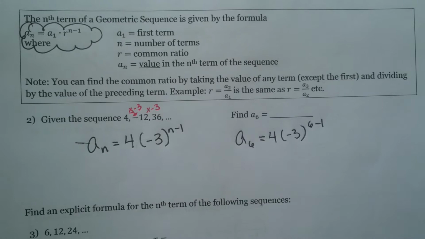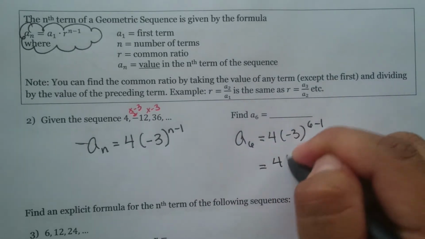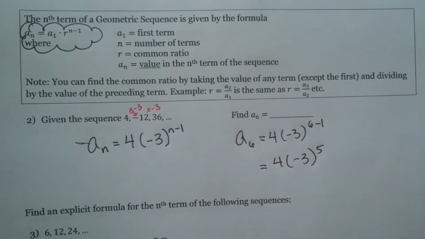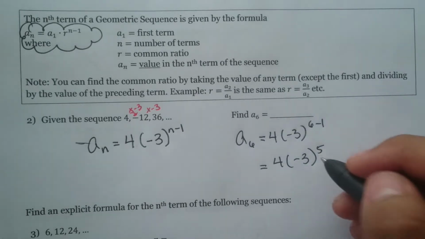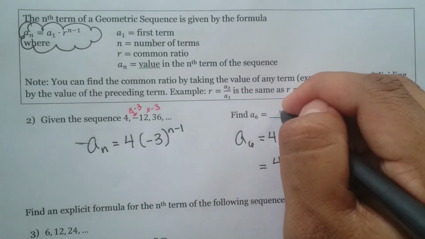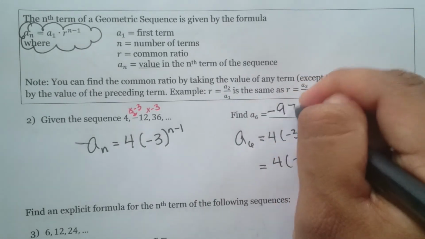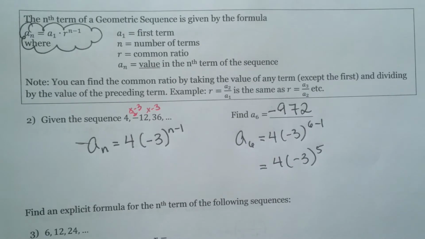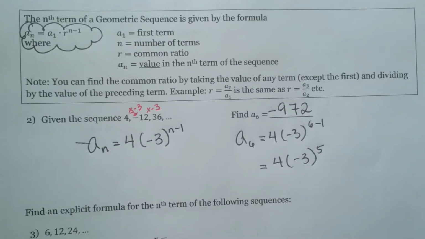Now, you could simplify that a little bit, and in your head, you probably don't know what negative 3 to the 5th is. And multiplying that by 4 doesn't help any bit. But if you put that in the calculator, you end up getting negative 972. So if you were to continue the pattern of multiplying by negative 3, you would end up getting that negative 972 is your 6th term in that sequence.